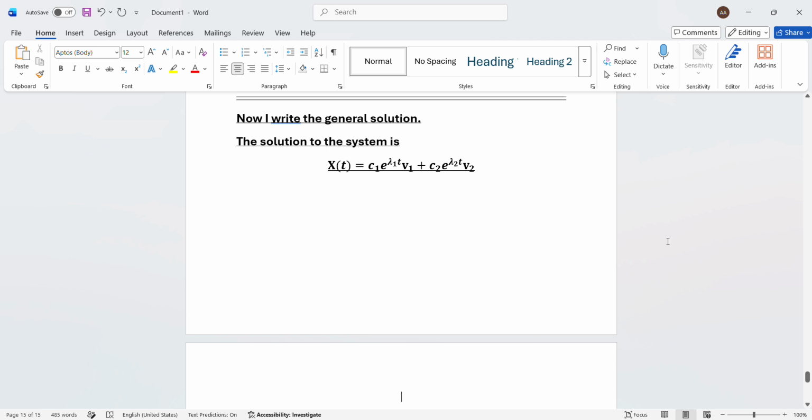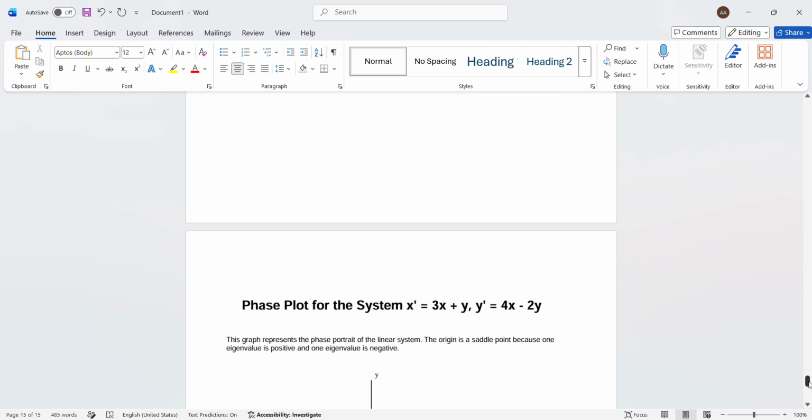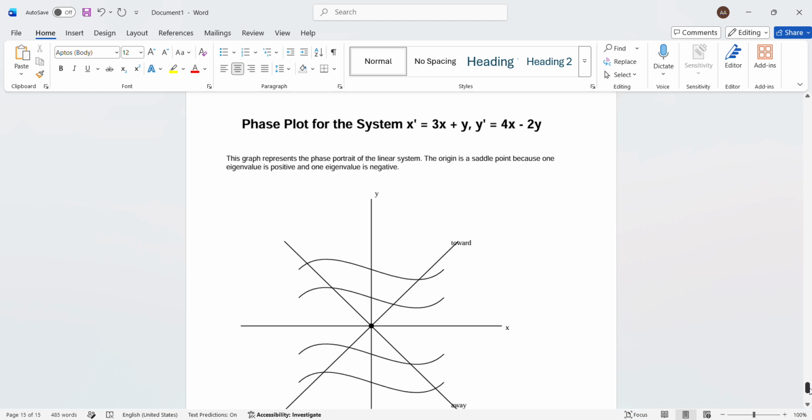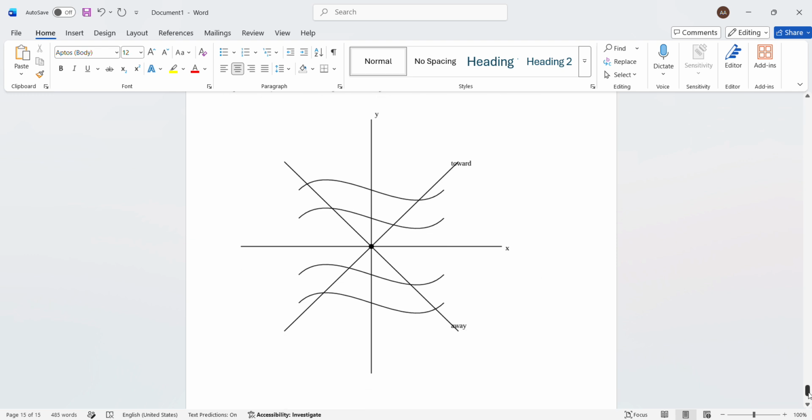So now we're gonna see the graphing. You can see right here the graphing. So this graph represents the phase portrait of the linear system, with x prime and y prime. We can see the graphing, and also we're gonna attach the link.